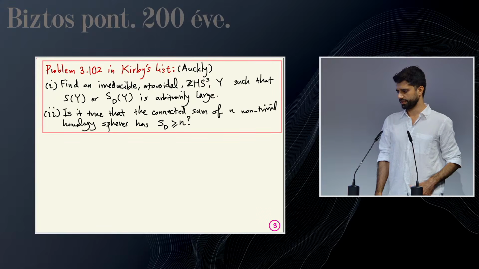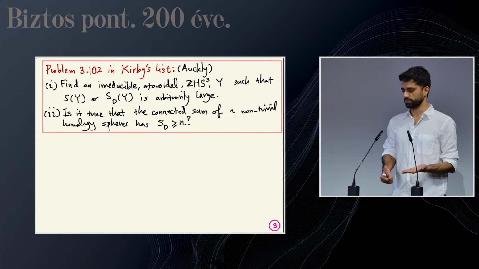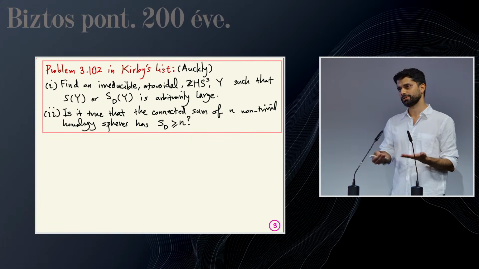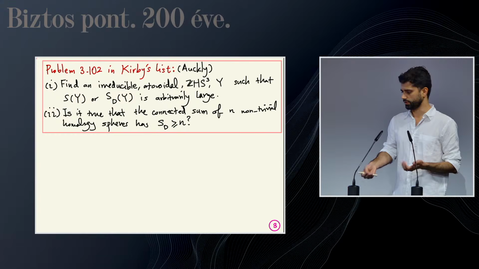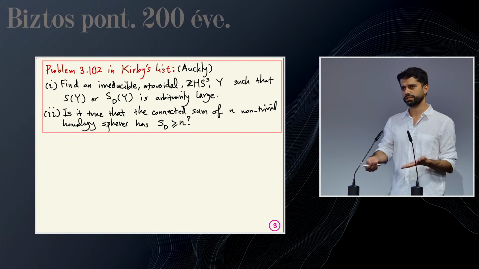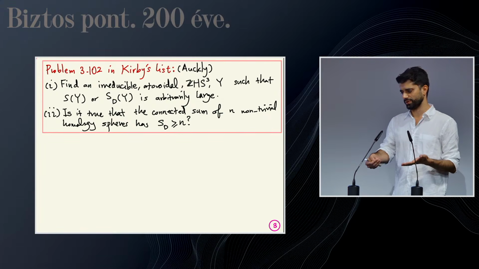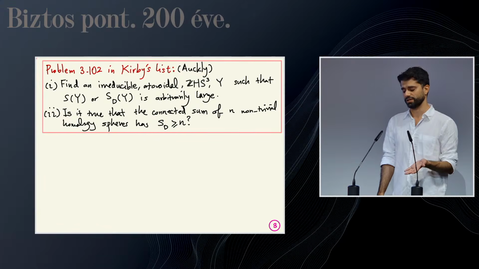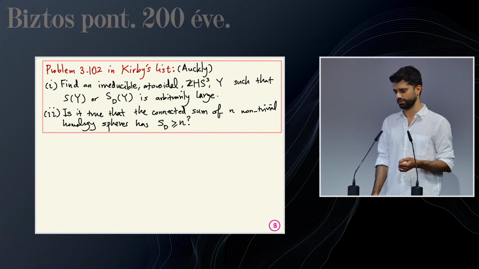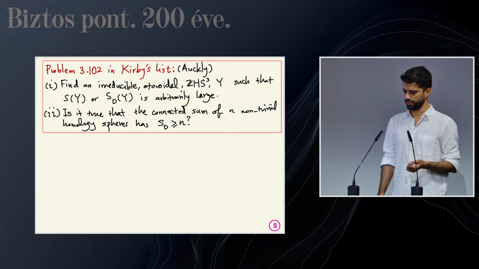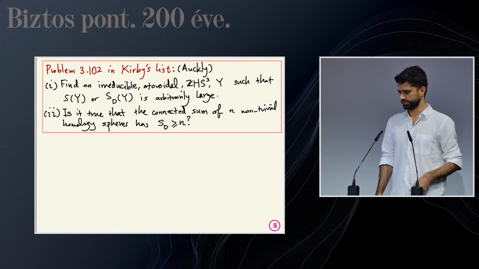The other question that he asked, which seems very reasonable, is this: if you start with a bunch of non-trivial three-manifolds, not homeomorphic to S3, and you take the connected sum of n such three-manifolds, then you would expect that the Dehn surgery number of the connected sum would be of the order of the sum of the Dehn surgery numbers. Particularly because these are non-trivial three-manifolds, each of them would contribute at least one, so you would expect the Dehn surgery number of the connected sum to be n. And he asked whether this is always the case.